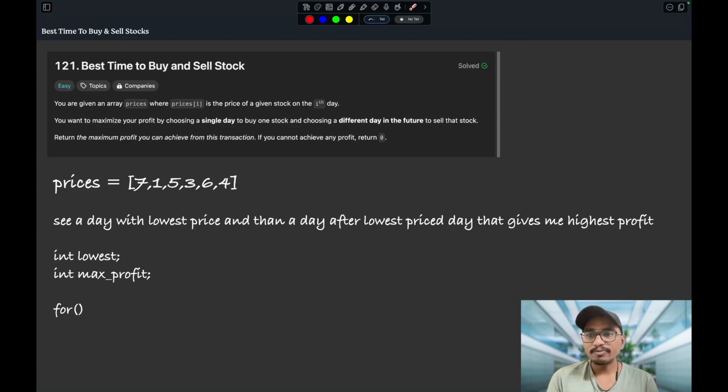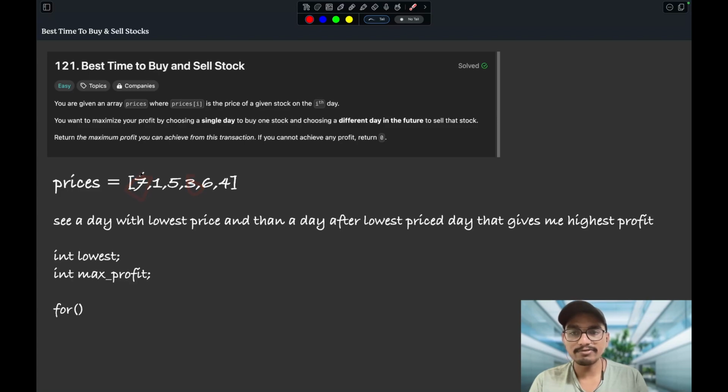The problem statement states that we are given an array prices where prices[i] is the price of a given stock on the ith day. You want to maximize your profit by choosing a single day to buy one stock and choosing a different day in the future to sell that stock. So there is an array of prices, where 7, 1, 5 are the prices of a stock on given days.